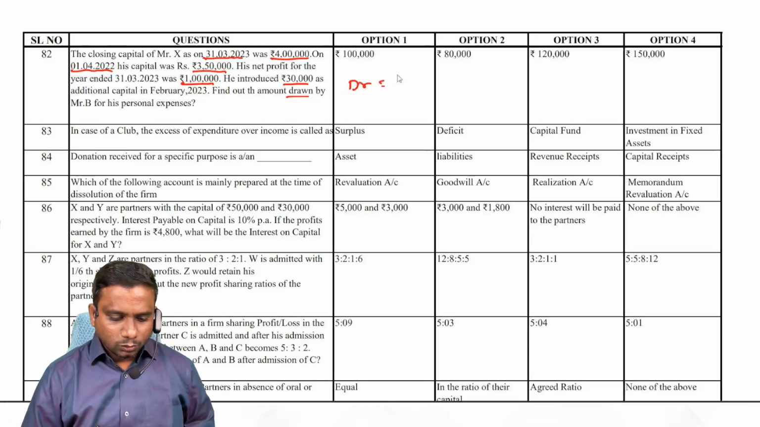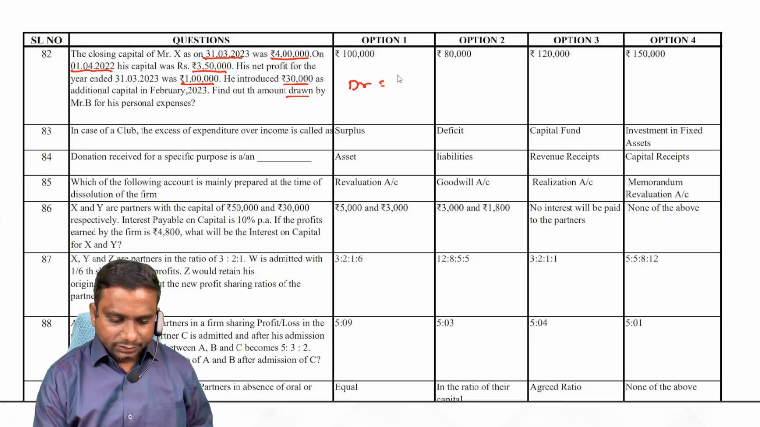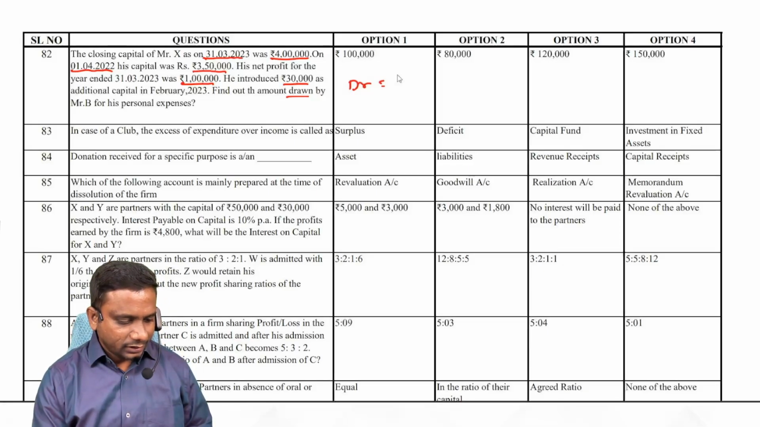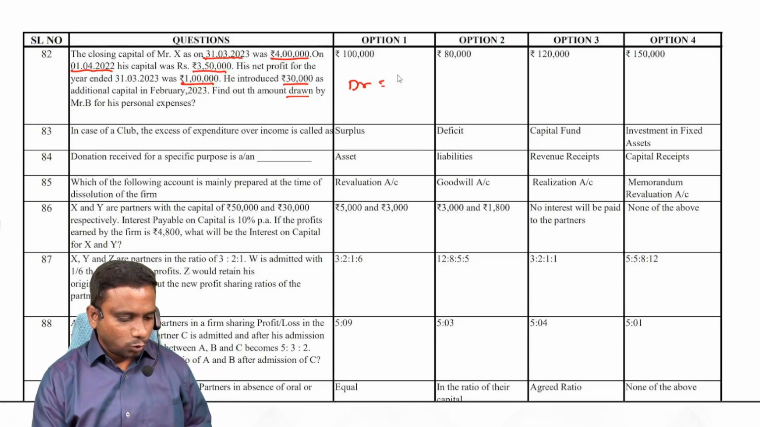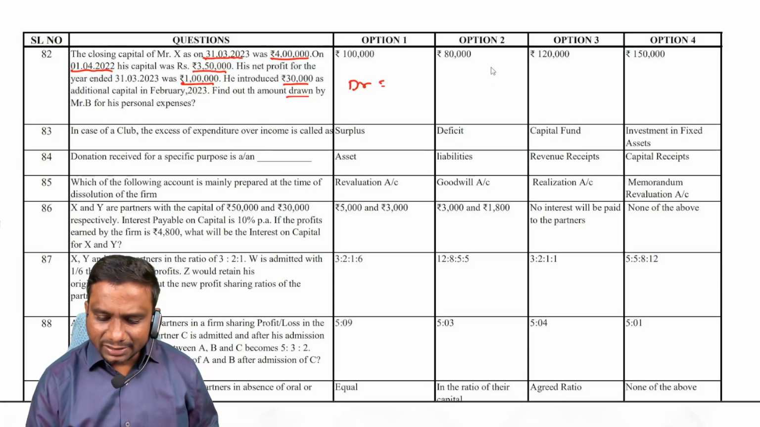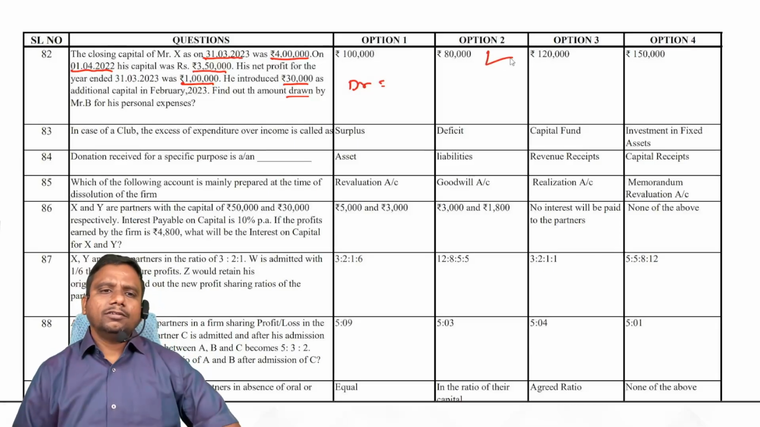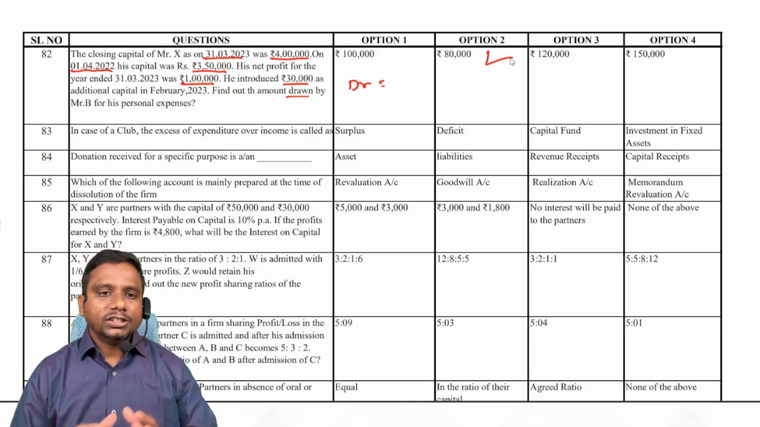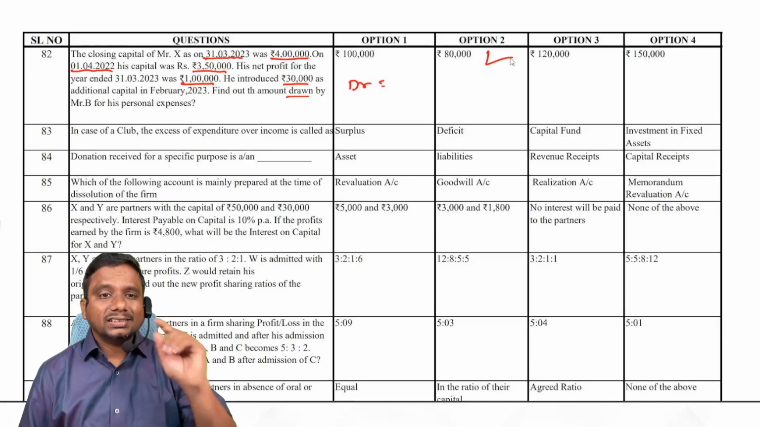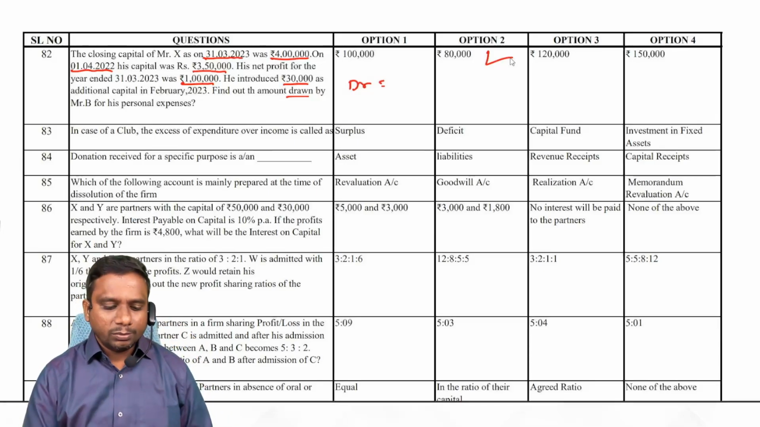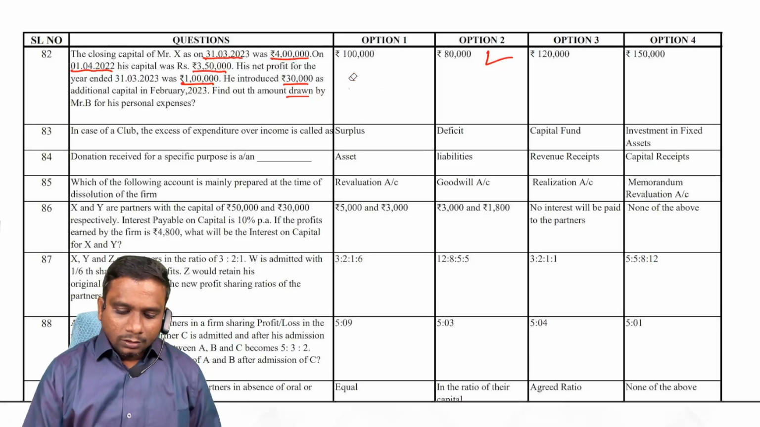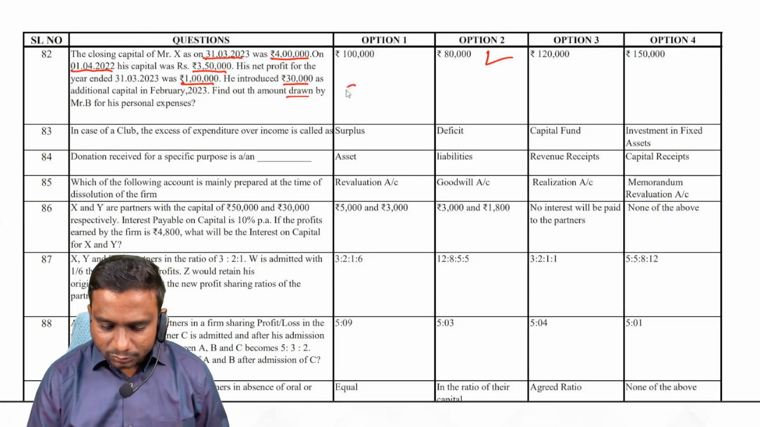Drawings is equal to opening capital 3 lakh plus additional capital 30,000 plus 1 lakh profit minus closing capital 4 lakhs. Drawings 80,000. Don't forget the fundamental equation, that is assets is equal to liabilities plus capital. In case of incomplete accounts, we have the fundamental equation, students. Don't forget the fundamental equation.